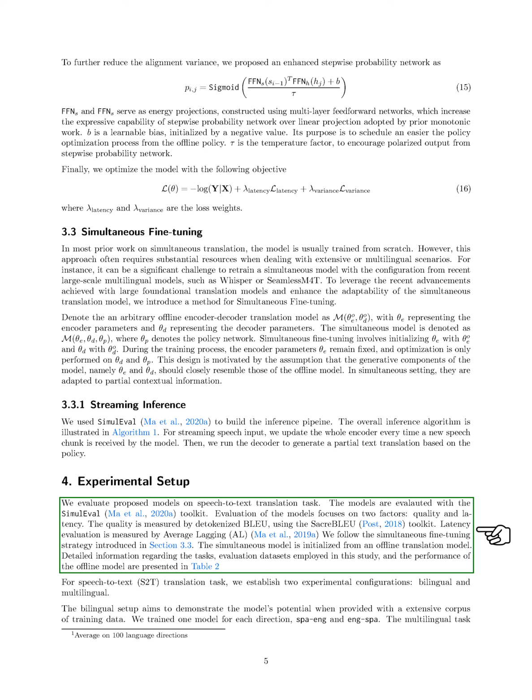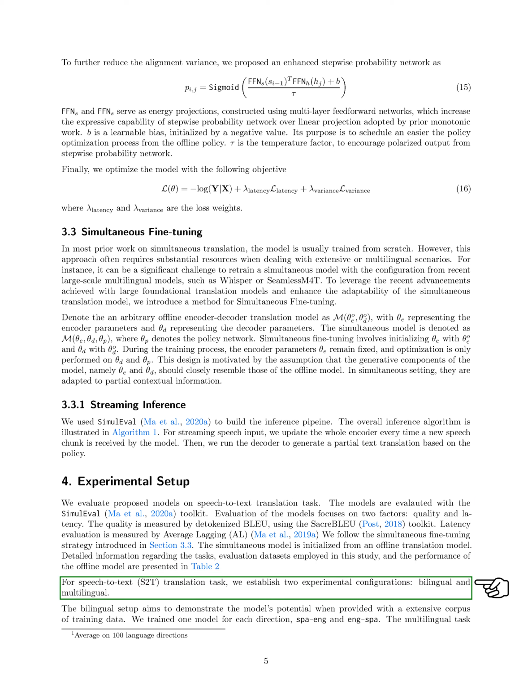We tested our models on a task that involves translating speech to text. We used the SimulEval toolkit to evaluate the models, focusing on two main factors: the quality of the translation and the time it takes to produce it. We measured the quality by using the SacreBLEU toolkit to calculate the BLEU score, a standard metric for evaluating machine translation. The latency, or delay, was measured by average lagging, AL. We used a strategy called simultaneous fine-tuning to initialize the simultaneous model from an offline translation model. We provide detailed information about the tasks, evaluation datasets used in this study, and the performance of the offline model.